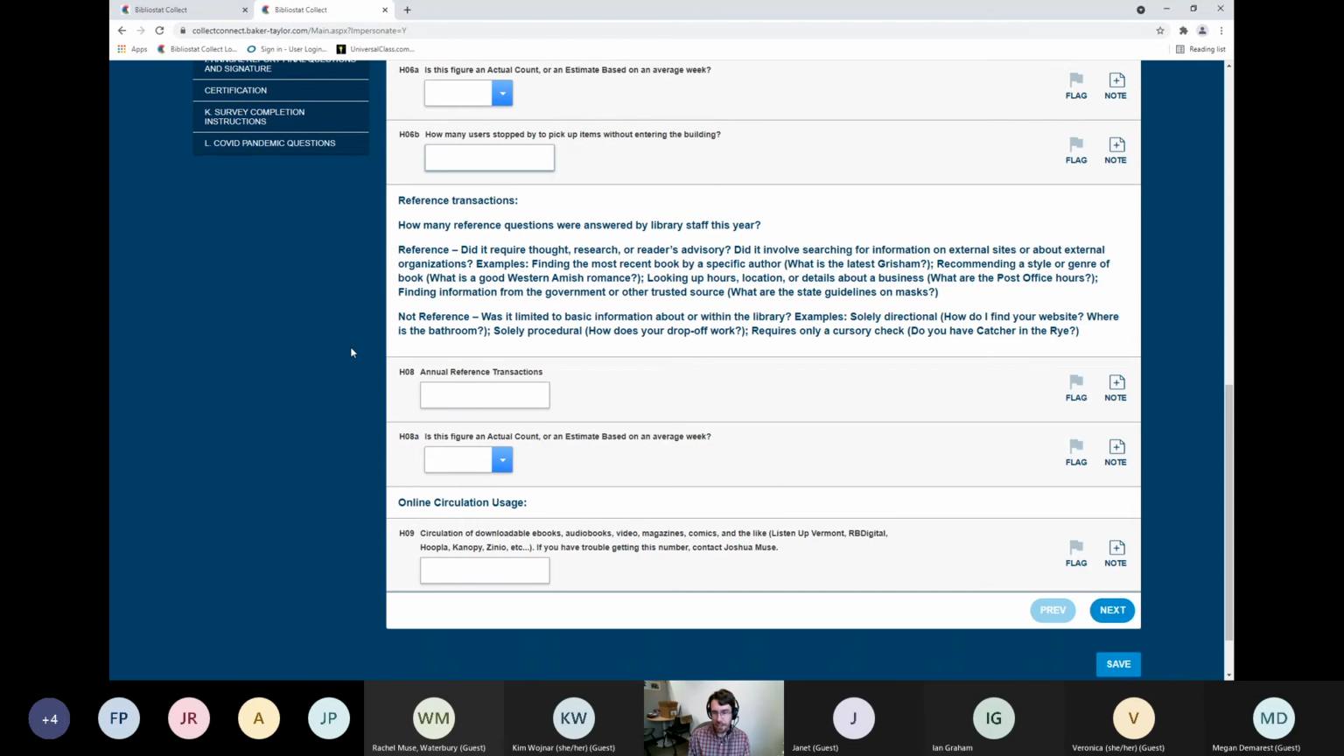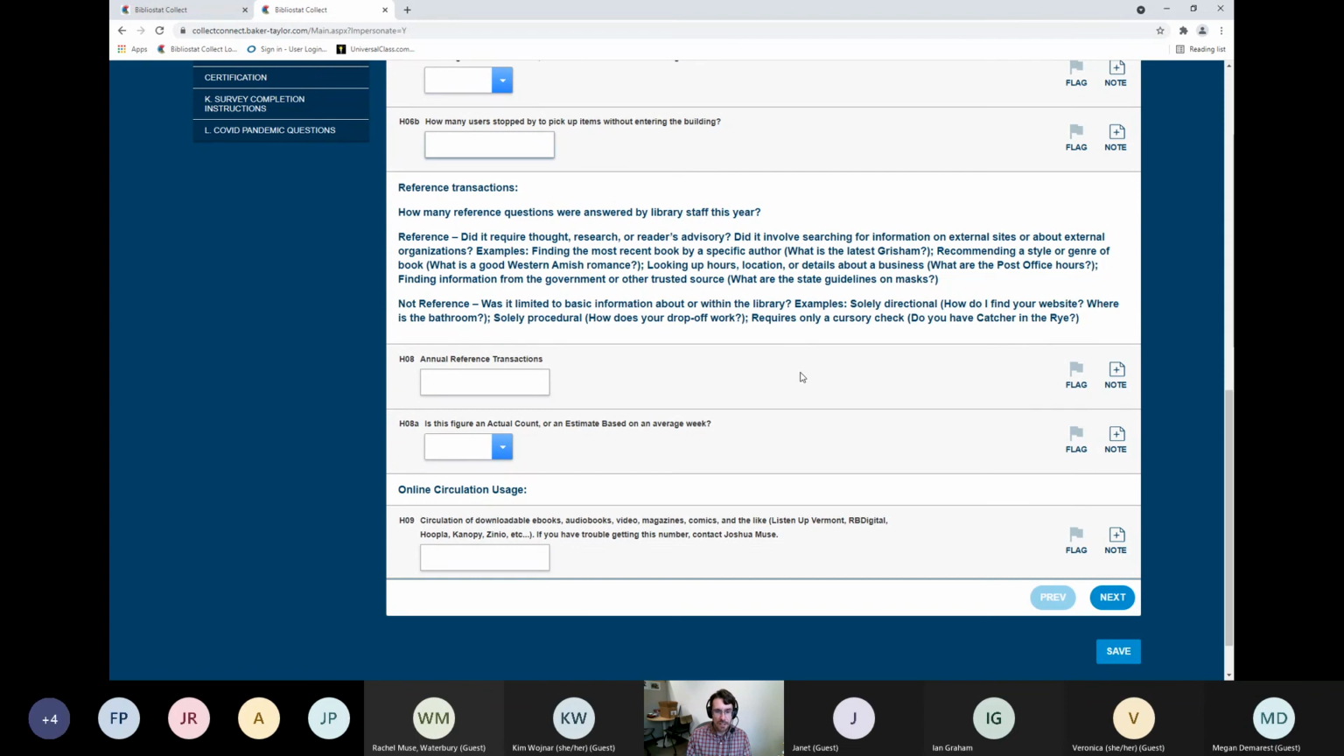If it's solely procedural, how does your drop-off work? How do I get onto Overdrive, etc.? That's not a reference question. If it's super basic, like, do you have this book? Not, do you have a book about turtles having an adventure, but do you have this book? That's the difference between reference or not reference. I know it can get into the weeds very fast, but that's roughly how it goes. We want to know the annual total number again, and then also, is it an actual count or an estimate?